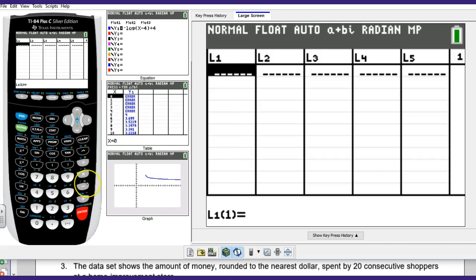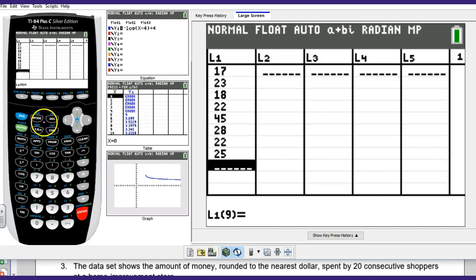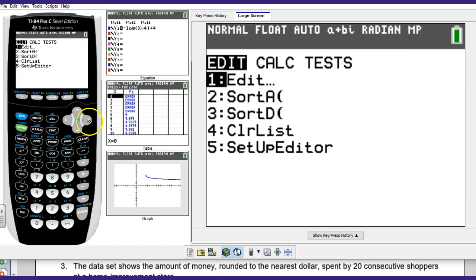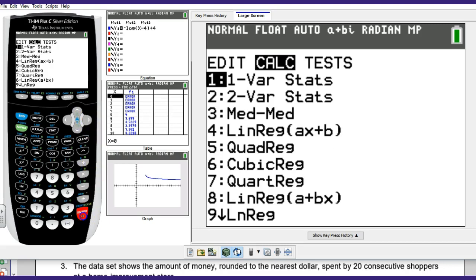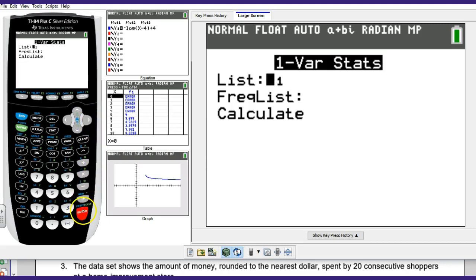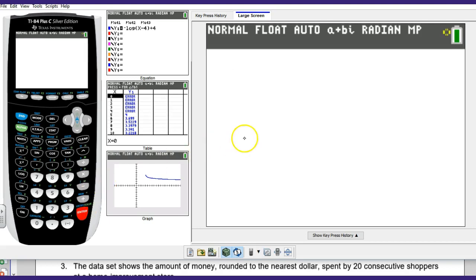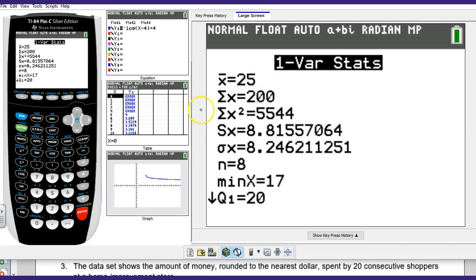All right, so the numbers we have are 17, 23, 18, 22, 45, 28, 22, 25. So there's our list. Now we press stat again, go over to calculations, one variable statistics. You should have this stuff right here. The mean is x bar, so the x bar is 25.